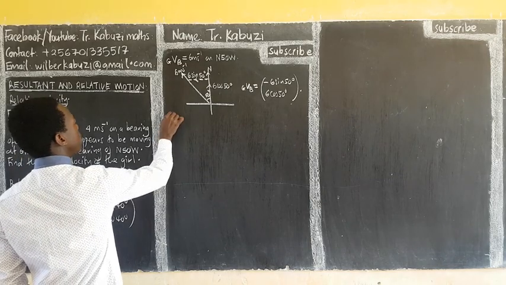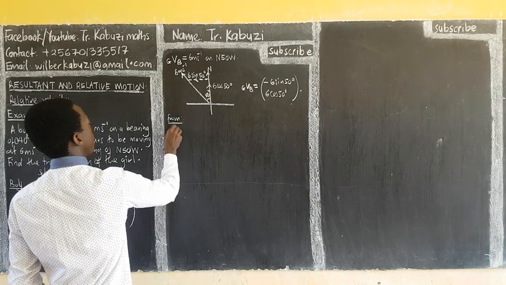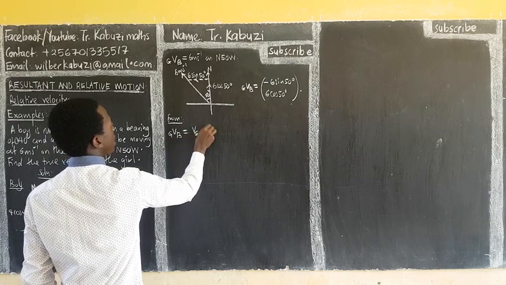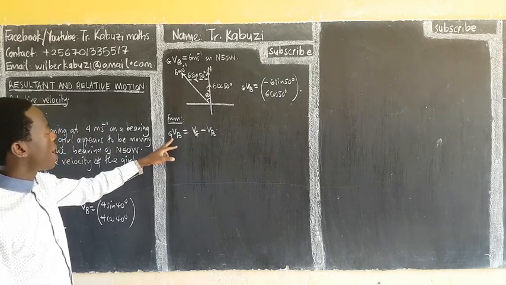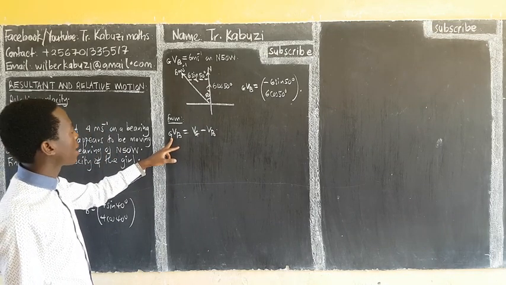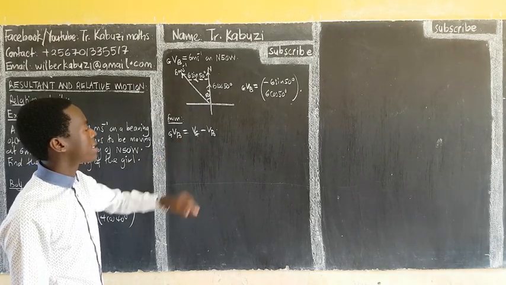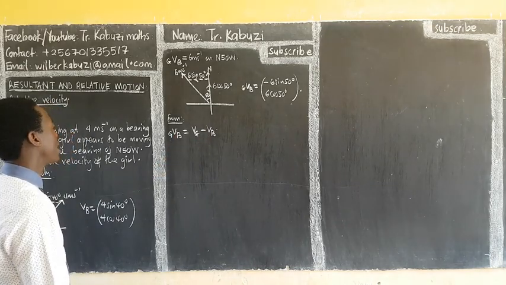But you know, the velocity of the girl relative to the ball is equal to the velocity of the girl minus the velocity of the ball. So the velocity of the girl relative to that of the boy is equal to the velocity of the girl minus the velocity of the boy. We have this, so we can easily get that.